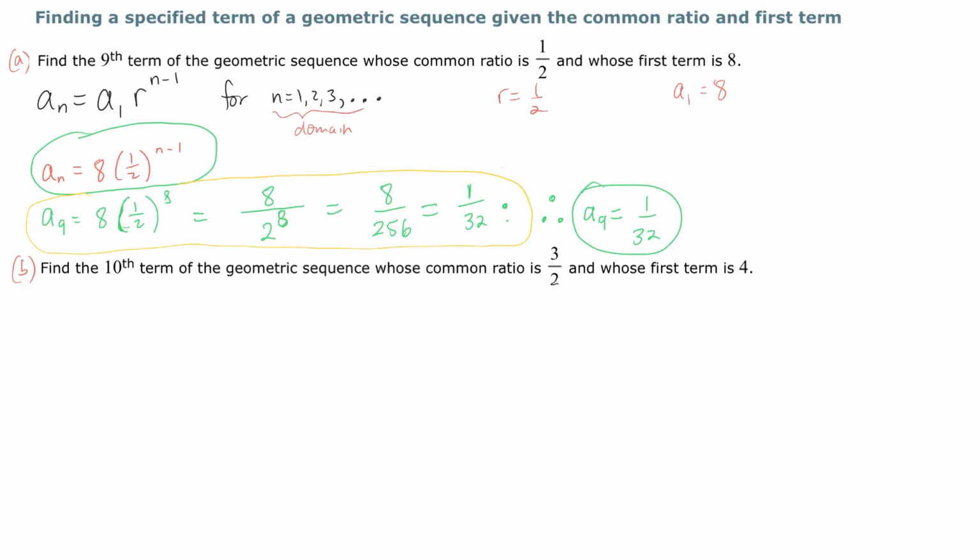Let's do example B. If you want to, you could pause the video and try it yourself, and then unpause it to check your answer. Find the 10th term of the geometric sequence whose common ratio is 3/2 and whose first term is 4.